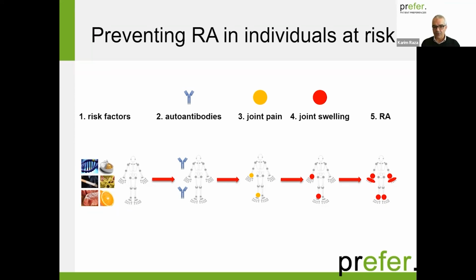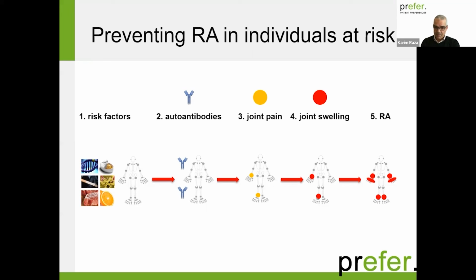Some people then start developing joint pain, but no swelling. Then some people start developing a little bit of swelling, and then some people develop full-blown rheumatoid. So you can see there's those phases 1, 2, 3, 4, which are all phases which define individuals at risk, and you could potentially intervene in any of them to prevent someone getting to the far right-hand end of the cartoon journey, and that's what Marie will cover.